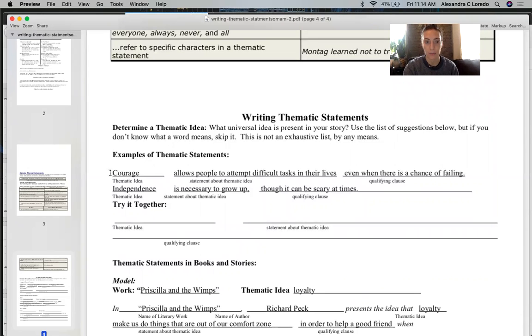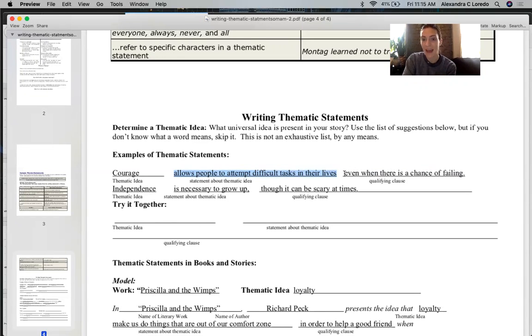So in this example, you have courage as an idea. It doesn't have to do with Julius Caesar, it's just a sample. So courage allows people to attempt difficult tasks in their lives. Courage is the topic. The statement about the topic is that it allows people to attempt difficult tasks in their lives. There's nothing wrong with that sentence. That is a thematic statement. It's universal. It's not specific to a certain text. I could apply this idea or the statement about courage to multiple things that I read, see, hear, do.